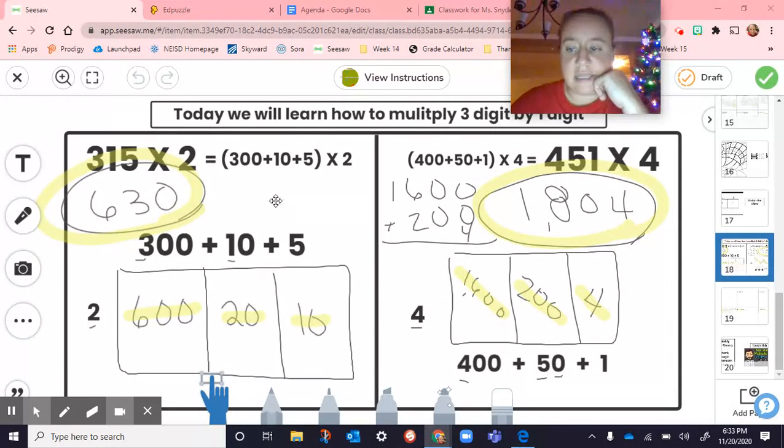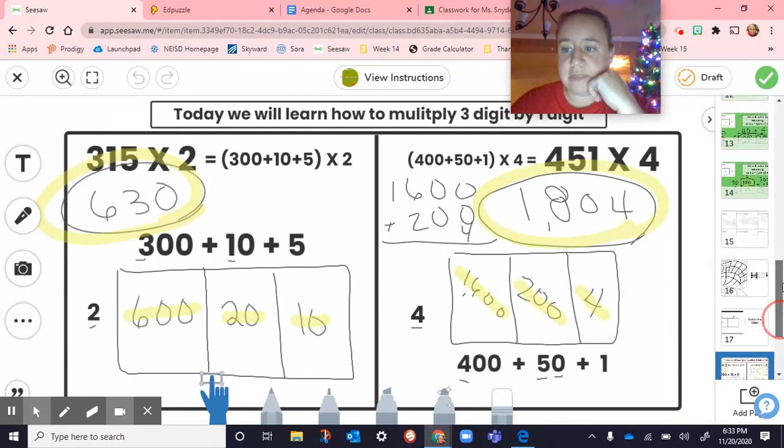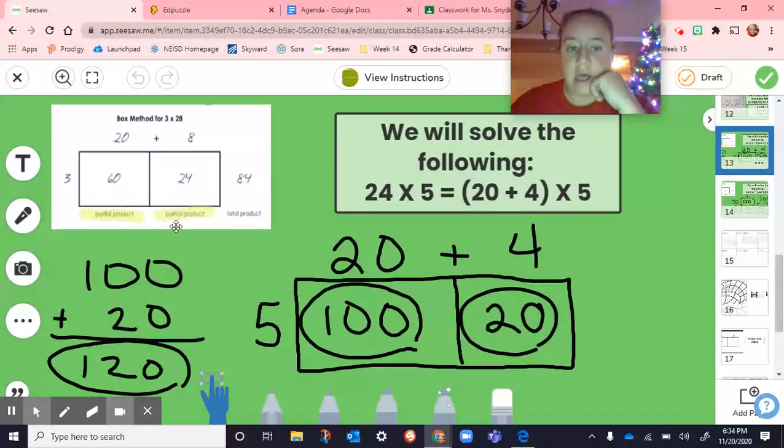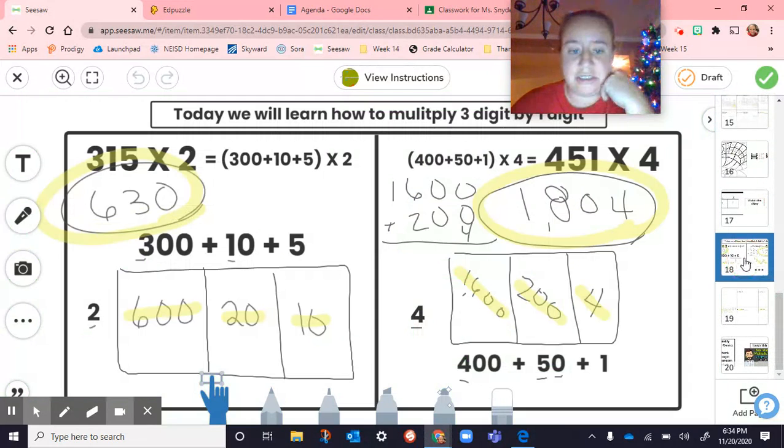So here, this is the same process as we did yesterday with the 2-digit by 1-digit, where we put it in expanded form, we created our box, we multiplied each of these and added those partial products. So today's the same, it's just with an extra digit. So there's one additional box.